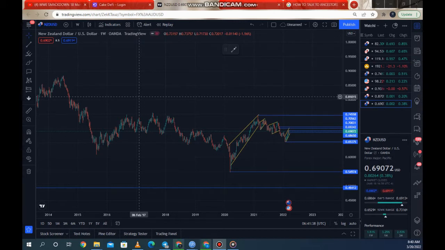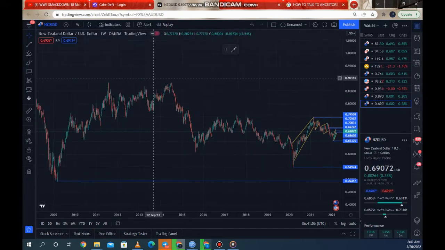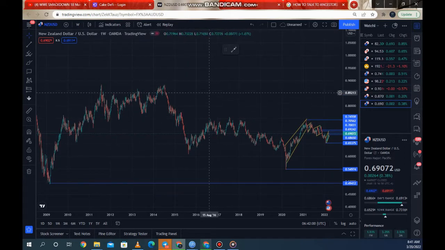So what I'm going to be doing today, I'm going to be showing the differences between impulse correction and a multi-time frame analysis. I'm going to show you how to do a multi-time frame analysis that will help you identify your impulses and your corrections. So here on my screen, I have New Zealand USD.